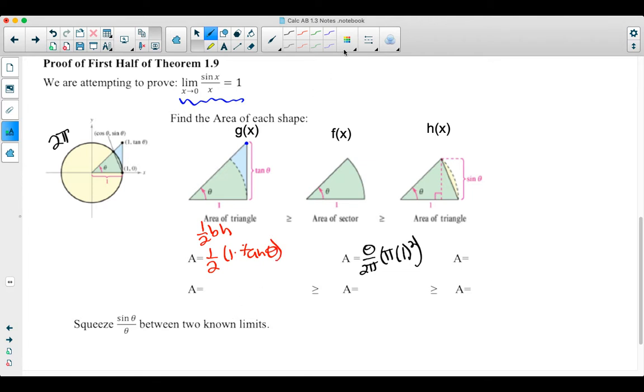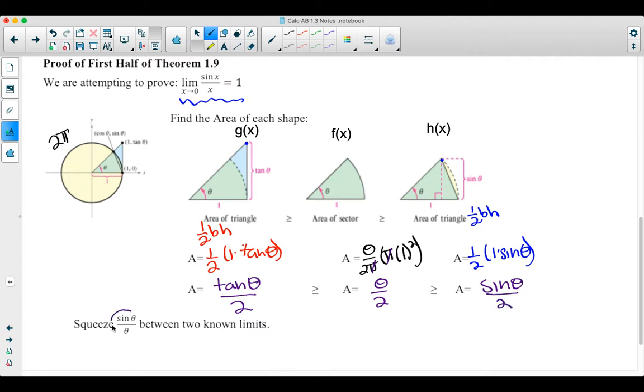And then the area of our smaller triangle here is half, again, half the base times the height. So half of our base, which is 1, times our height, which is that y value on the unit circle. You can see here, there's our unit circle. So sine theta is the height. So if we write this out in simpler terms, we have tan theta over 2. Those pi's cancel, so we're just left with theta over 2 in the middle, and then sine theta over 2.